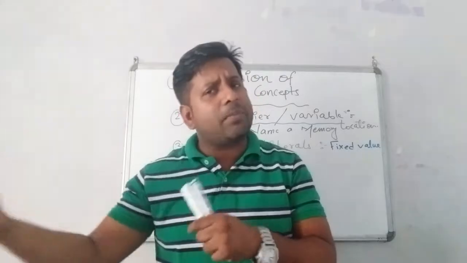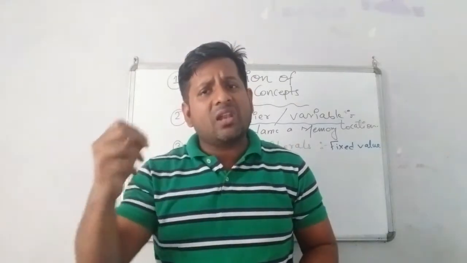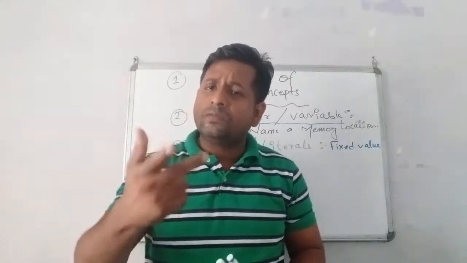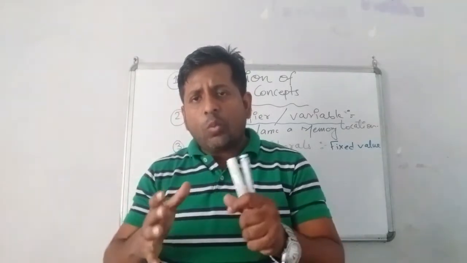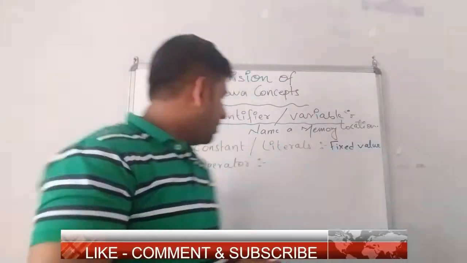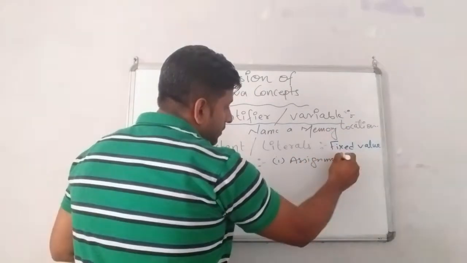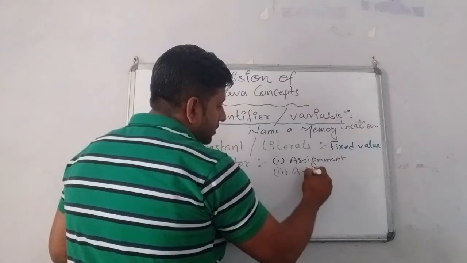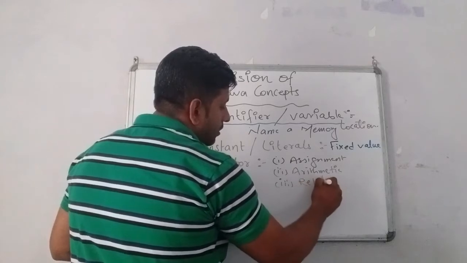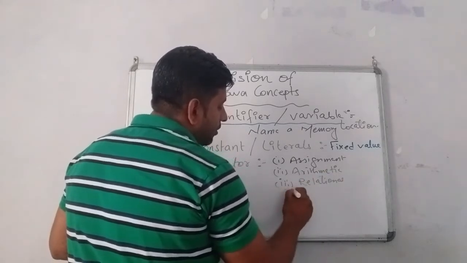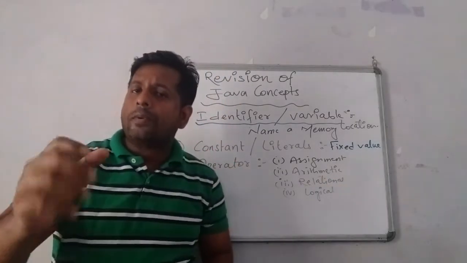Arithmetic means plus, minus, multiplication, division, used in mathematics. Relational operator: greater than, less than, greater equal to, less equal to, not equal to. Logical: and, or, not. So how many types of operators do we have? Number 1, assignment operator. Number 2, arithmetic. Number 3, relational. And number 4, logical. So 4 different types of operator we have.